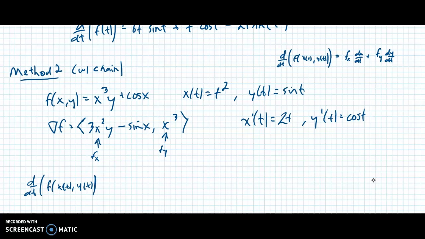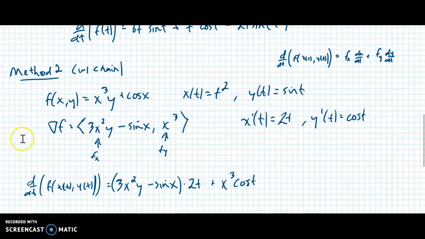That is equal to, all right, f sub x. What's that? All right, it's this thing. 3x squared y minus sine x times, all right, what's dx/dt? It's 2t. Plus, what do we got here? f sub y is x cubed. That's this, times cosine t.